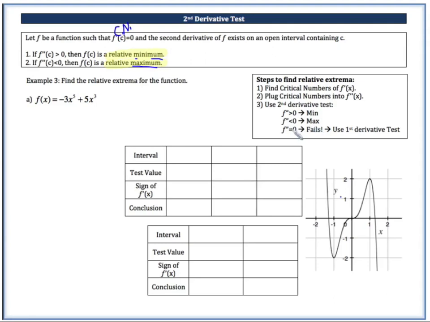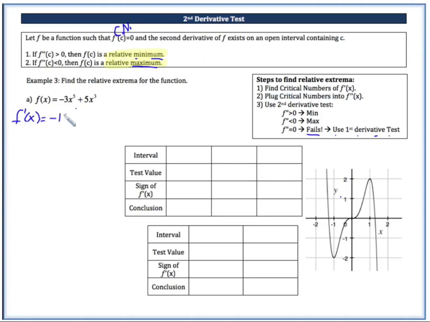Now it could happen that f double prime equals 0 at that critical number, and so our second derivative test would fail here. In this case, you would have to revert back to our first derivative test. Okay, so let's try it here. It says find the relative extrema for the function. So the first thing we need to do is find the critical numbers of f prime of x. So let's find our first derivative.